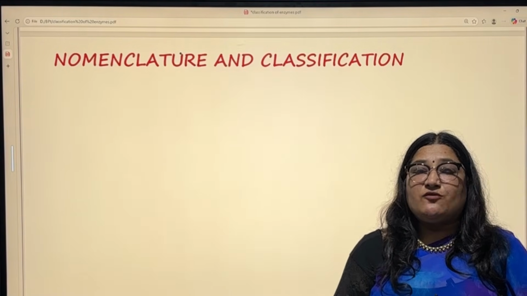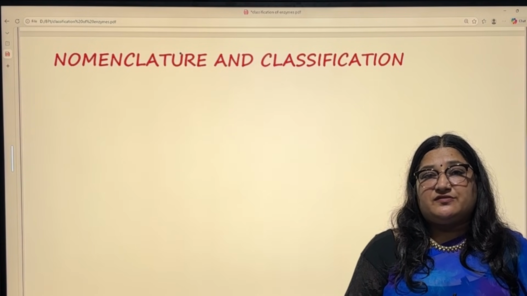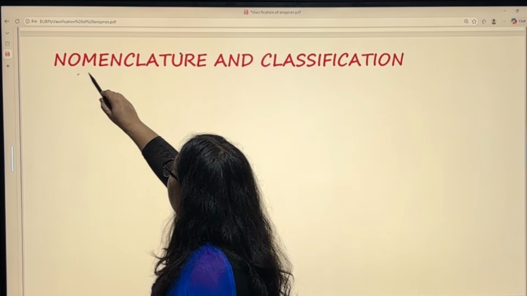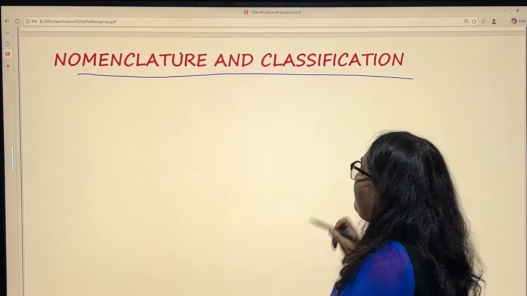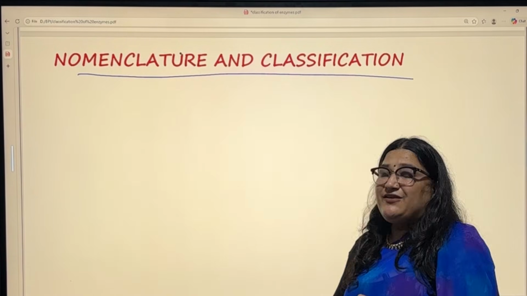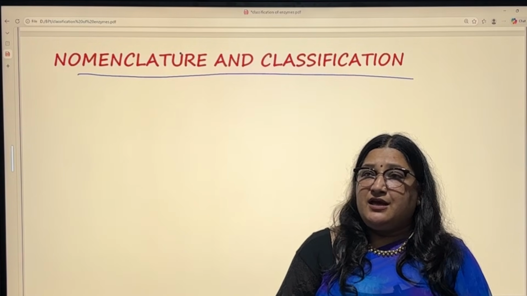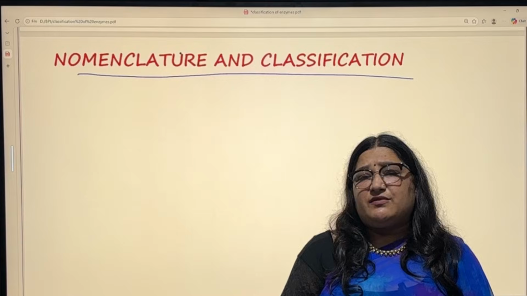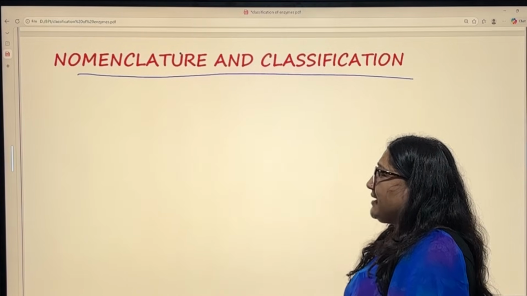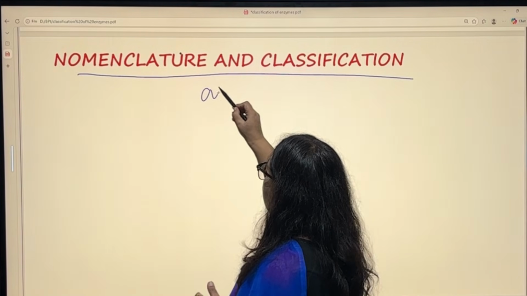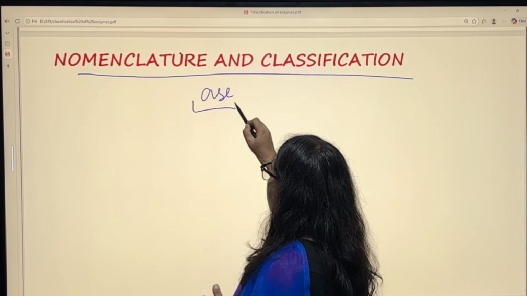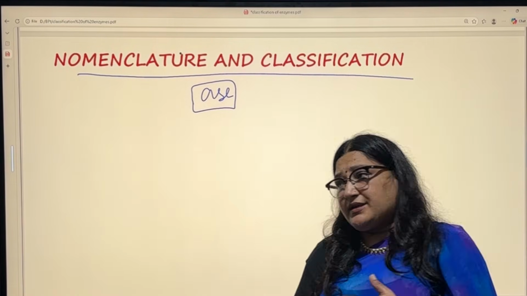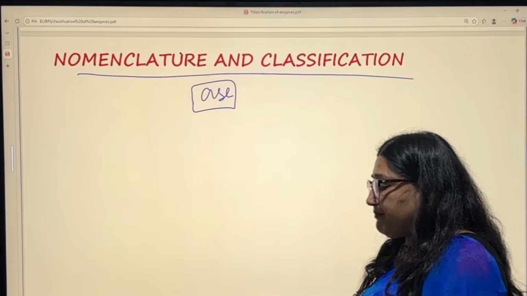So in the series of lectures on enzymes for physiotherapy, today we will be learning about the nomenclature and classification of enzymes. Previously, there was the trivial nomenclature of enzymes, and according to that nomenclature, we put "ase" after the substrate. So it was just the trivial nomenclature, and later on, what happened?